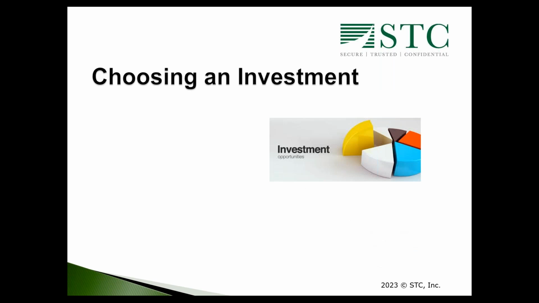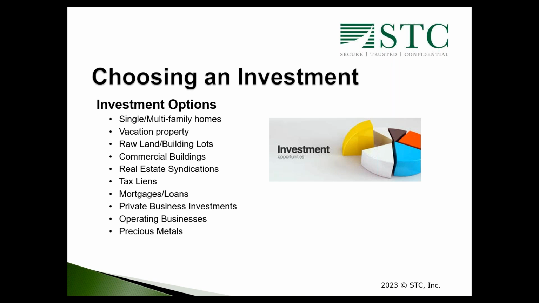Now, there are many investments that you can choose from in a self-directed account. The first ones on this list are real estate, single and multifamily homes, vacation property, raw land, building lots, commercial buildings, real estate syndications, tax liens. It's not exactly a real estate investment, but it's kind of related to real estate. And by the way, tax liens are foreclosable. So if the lien wasn't repaid, your retirement account could actually own the property, could foreclose on it.